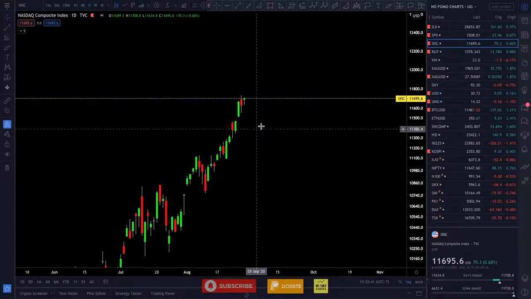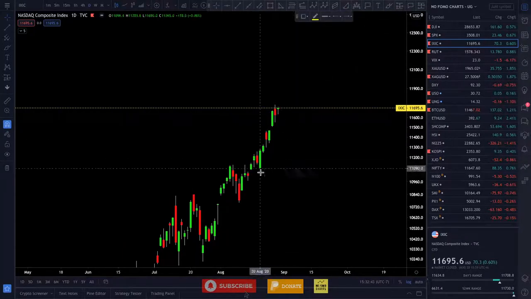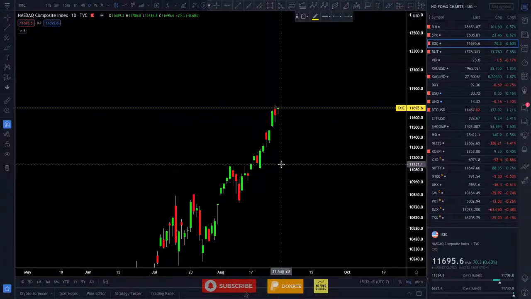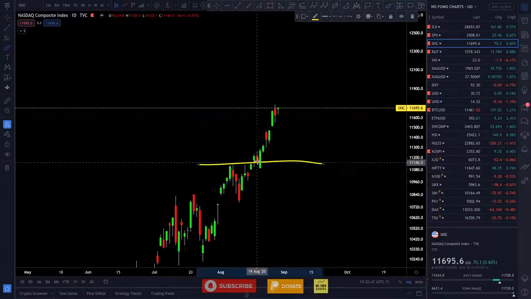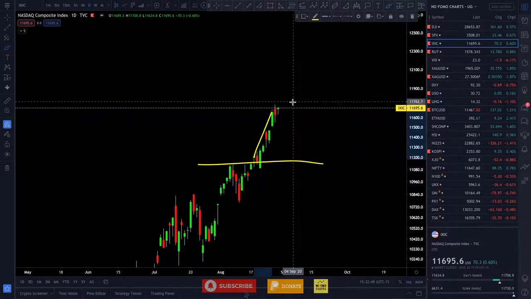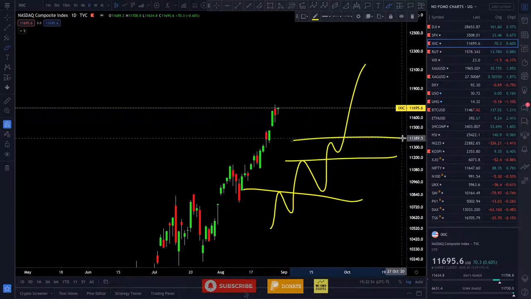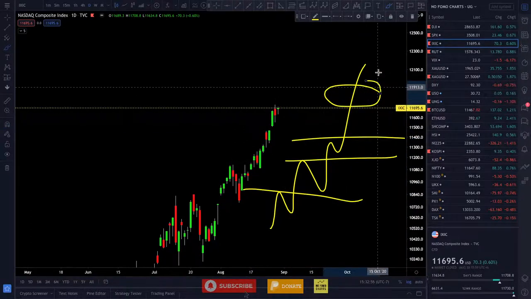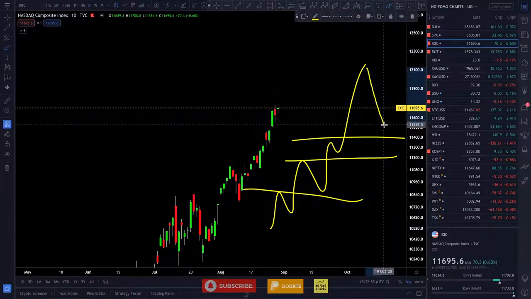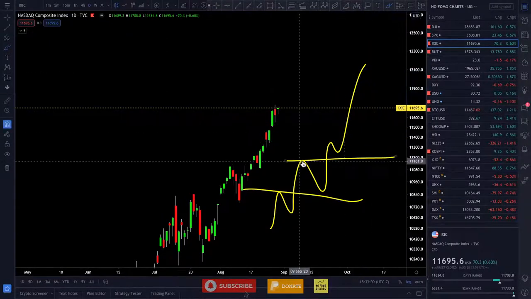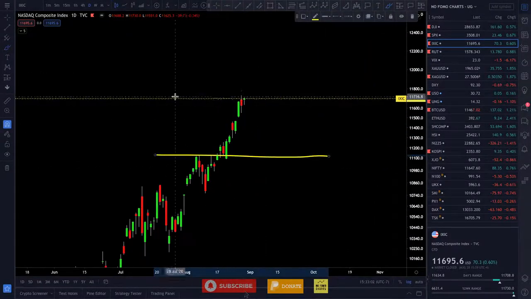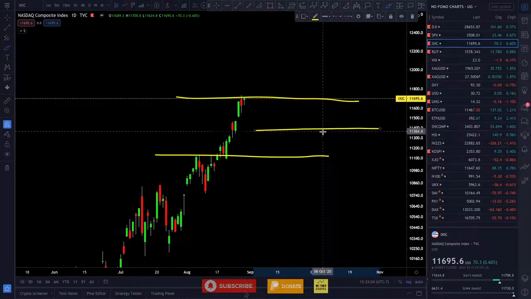But again, what you want to watch out for is there's not much support once you get past 11,100, this level, right? It just goes straight up. When it goes straight up like that and you don't have a stair step pattern, there's not much support levels to rest on. You're basically somewhere around here, right? Definitely could pull back. What do I mean? Definitely could pull back to the middle somewhere here.